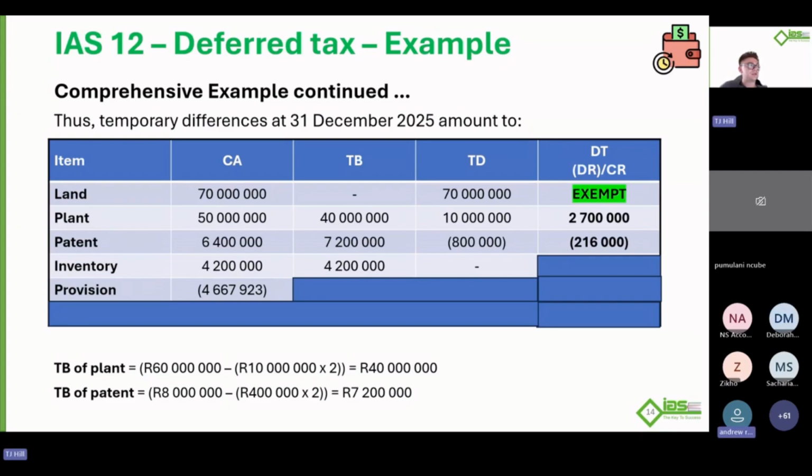Why is the tax base equal to the carrying amount? Because there are no allowances on inventory. No capital allowances, but there are deductions. We'll actually be doing the inventory side of things in tax, the detail.